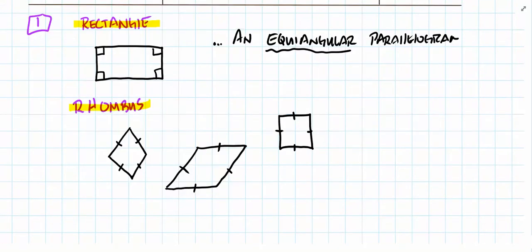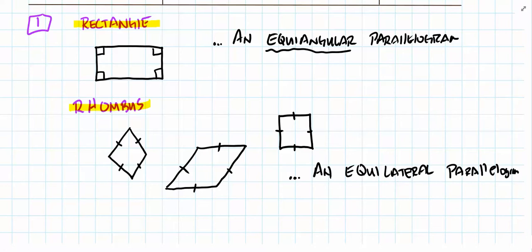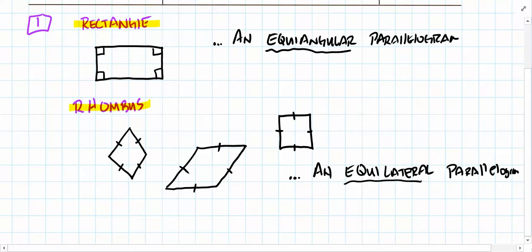So all of these right here are rhombi, which is the plural of rhombus. All three of these represent the rhombus. The rhombus is an equilateral parallelogram, not an equiangular parallelogram. So each of those pictures represents a rhombus. Don't get confused about the orientation of the picture of the rhombus. Each one of those represents a rhombus. And yes, even that third one that looks like a square represents a rhombus, okay?